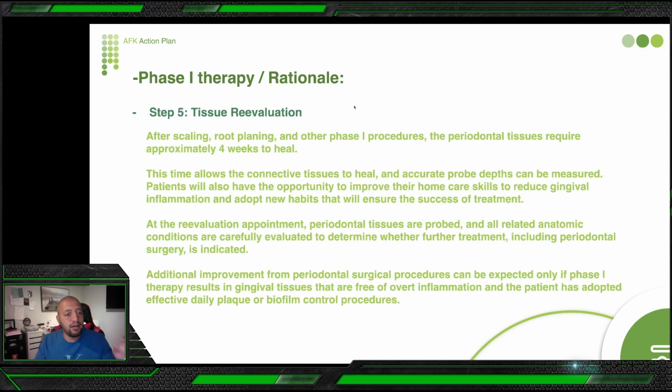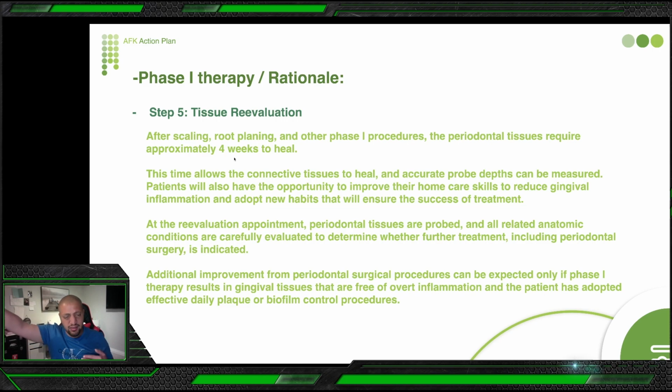And here comes the interesting part: tissue reevaluation. After scaling, root planing, and other phase 1 procedures, the periodontal tissue requires approximately 4 weeks to heal. So when I'm asking you what is the correct frequency to recall your patient to check his progress of oral hygiene, minimum 4 weeks, say 4 weeks to 6 weeks. So if we talk about the maximum, it will be 8 weeks.